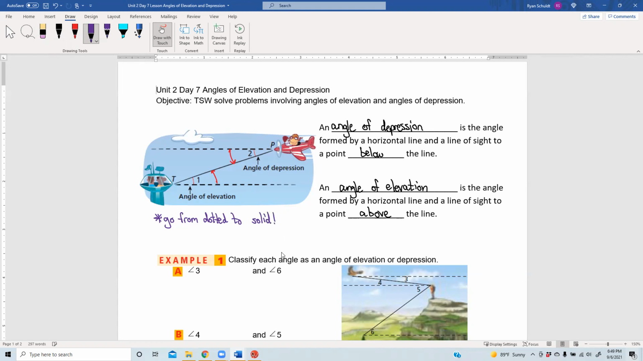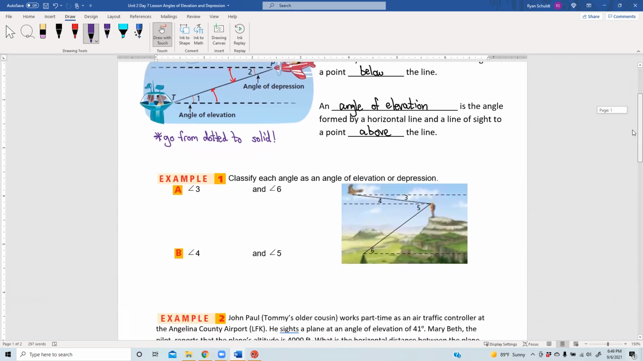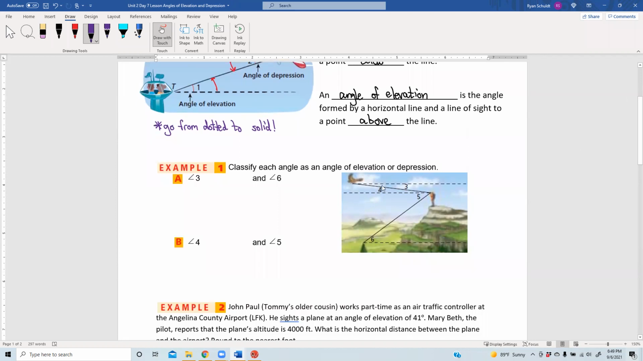Go from dotted to solid. So if you're looking from the dotted line to the solid line, which direction are you going? If you're going up, it's elevation. If you're going down, it's depression. So let's look at this first example. They want us to classify each angle as an angle of elevation or depression.